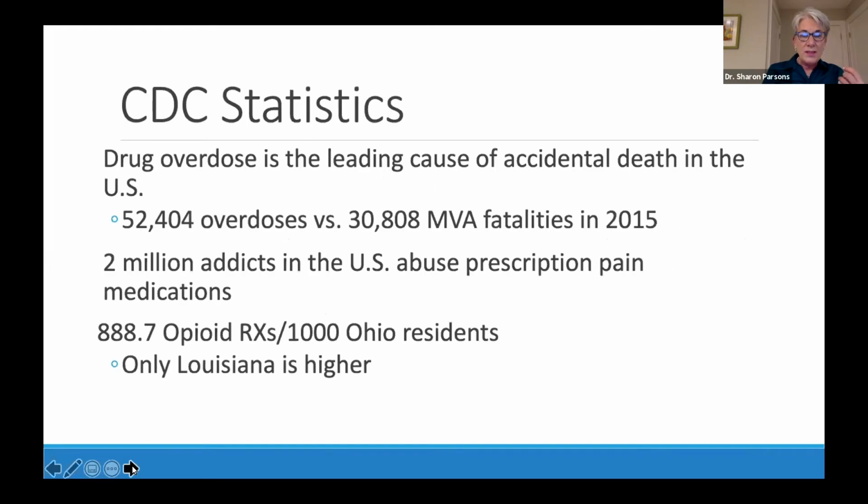So these statistics came from 2015, the year that my son died. Drug overdose was the leading cause of accidental death, more so than motor vehicle accidents. In Louisiana at that point in time, it was even higher than Ohio, where there were 888.7 opioid prescriptions per 1,000 residents. That's huge.